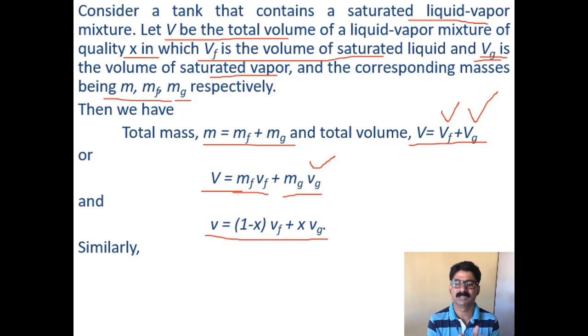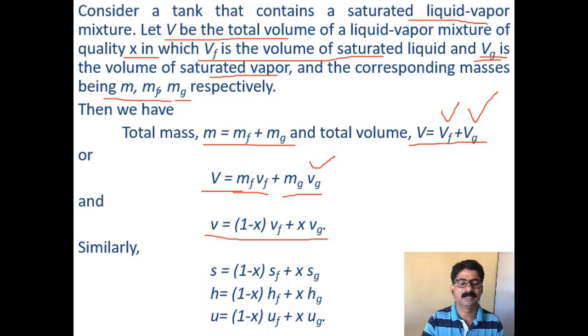1 minus x, which is the liquid part, should be multiplied by the saturated liquid specific volume Vf, and x, which is the dry steam, should be multiplied by the specific volume of saturated vapor Vg. Now similarly you can write this expression for entropy, enthalpy as well as internal energy.